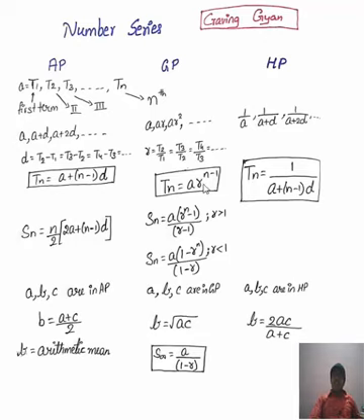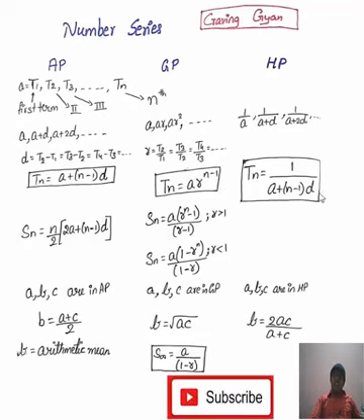Tn is given by ar to the power of n minus 1. In the case of HP, Tn is given by 1 divided by a plus n minus 1 times d. Sum of n terms Sn equals n by 2 into 2a plus n minus 1 times d.